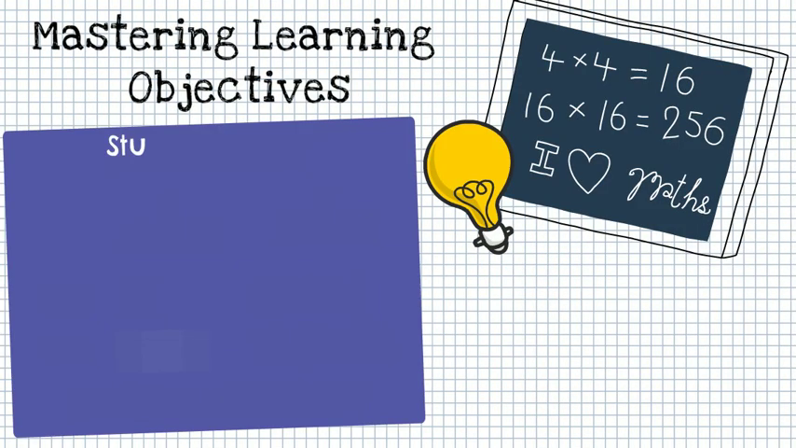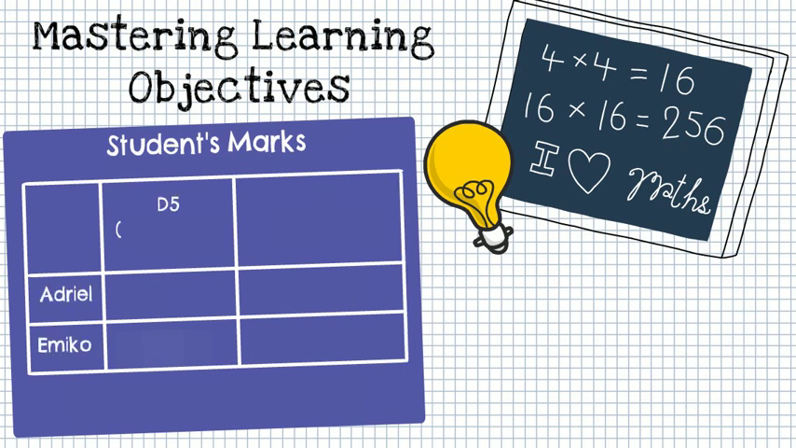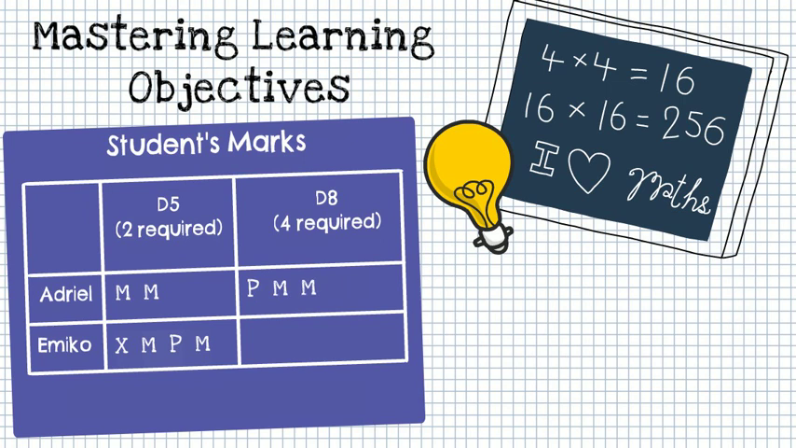As the semester continues, you will earn multiple marks for each learning objective. Looking at some examples for Amico and Adriel, we can see how they have done on 2 sample learning objectives. Let's look at learning objective D5. We can see here that Adriel has done excellent work on D5 and has enough M's to master it. Amico had some trouble making sense of D5.